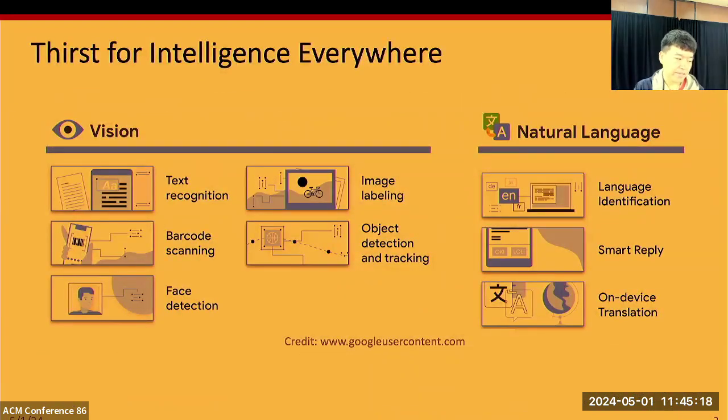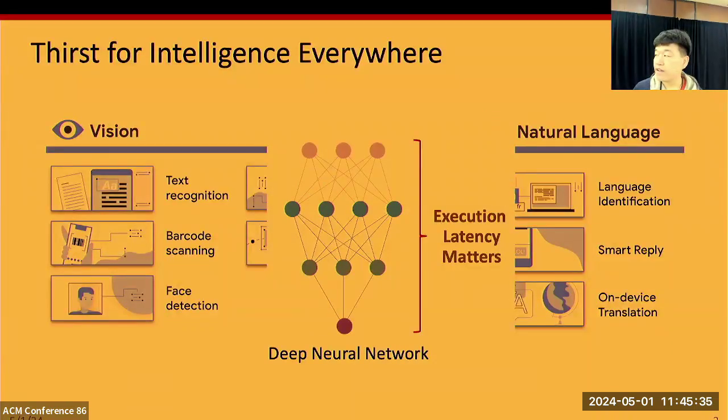We have been seeing machine learning and artificial intelligence in our daily life, for example for vision tasks or NLP tasks like text recognition, image labeling, language identification, and smart reply. Among these applications, the deep neural network is a key enabler for most of the scenarios. For this kind of application, performance is a critical factor impacting the user experience, especially for mobile devices, because real-time execution is the most important criterion.